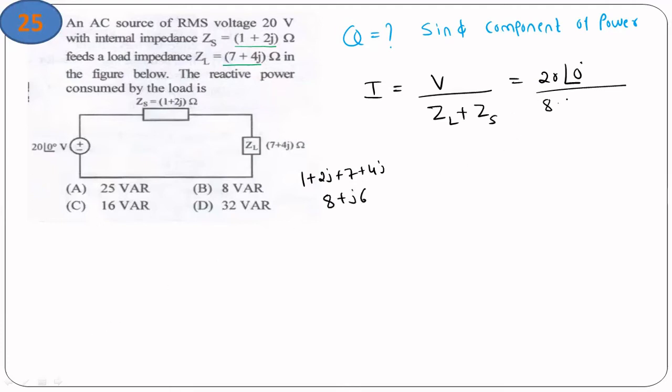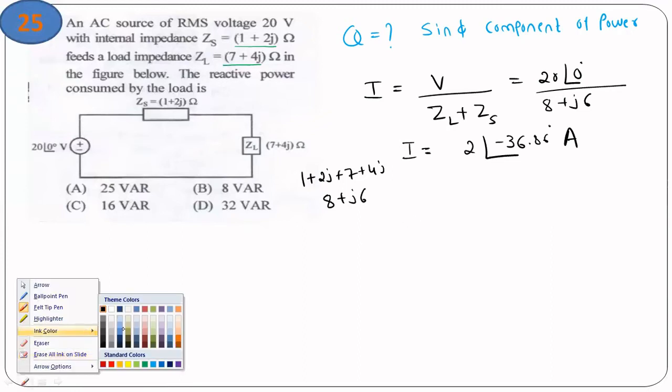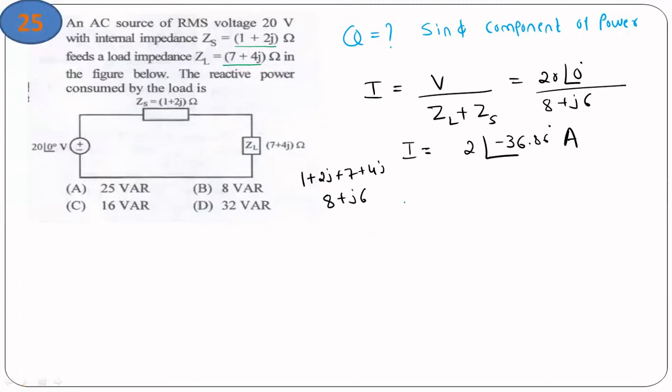It will be 8 plus J6. So if I can solve for this, then I'll be able to get the solution as 2 at an angle minus 36.86 degrees, which is the answer for current. Right. Now, once we have the solution for current, then we can actually calculate power. We can now go for the calculation of power.